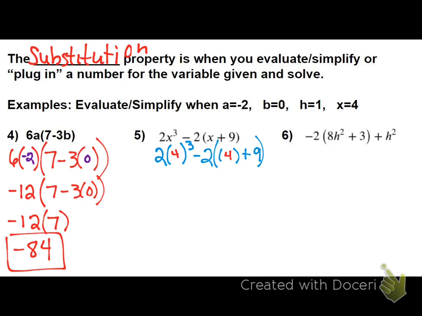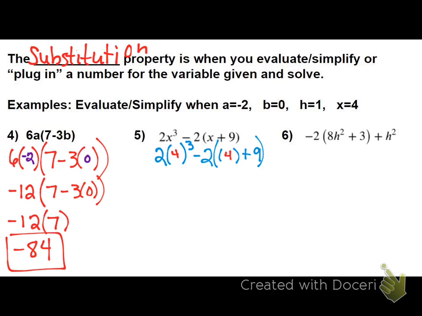Now here comes that prior knowledge, the knowledge that we learned last week. I have to start simplifying my expression by order of operations. So according to order of operations, where would I start? 2 times 4? Not yet.